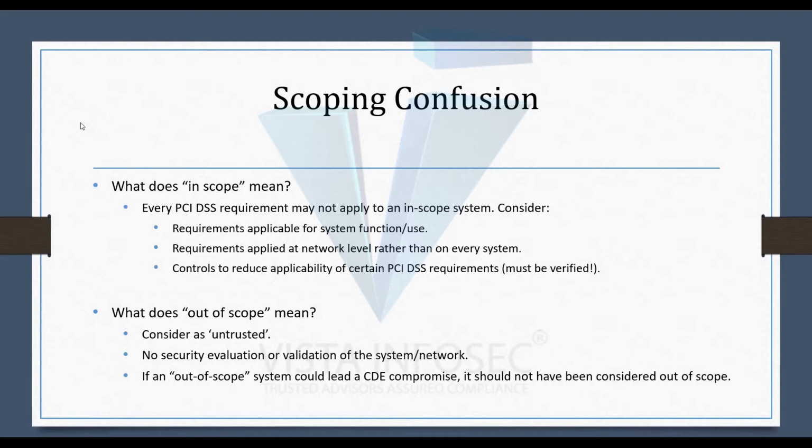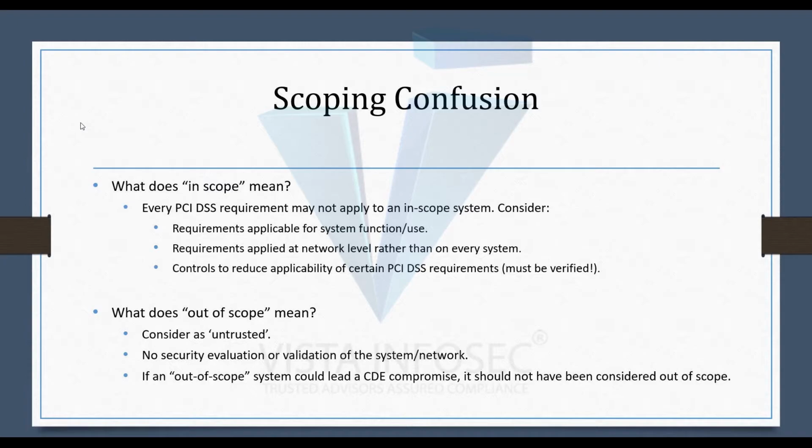And when you're talking about segregation, what happens is that you are intentionally restricting or consolidating your scope to ensure that there is a card data environment and a non-card data environment. So in the card data environment, there are only those systems or processes which are concerned with card data, and in the non-card data environment, there are systems and processes not concerned with card data. So please get the words clear. And there are controls to reduce applicability of certain PCI DSS requirements, but this must be verified by the QSA.